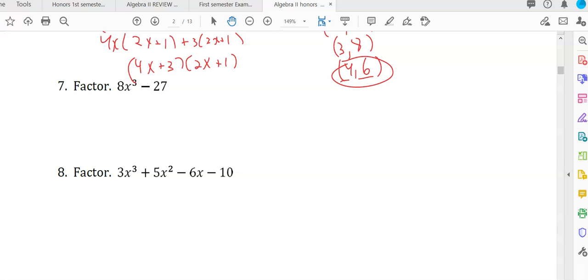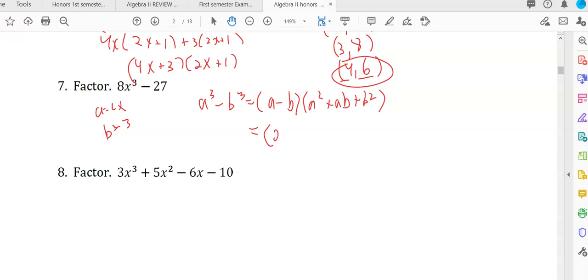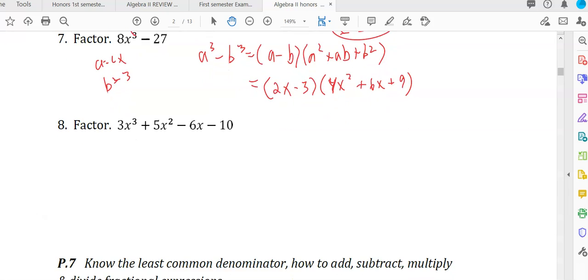Know your difference of cubes formula. I believe it's a cubed minus b cubed equals a minus b times a squared plus ab plus b squared. So a would be 2x here, and b is 3. So it would be 2x minus 3 times 2x squared, which is actually 4x squared when you square the 2 and the x there, plus 6x plus b squared, which is 9. And we're done. We just had to factor it.